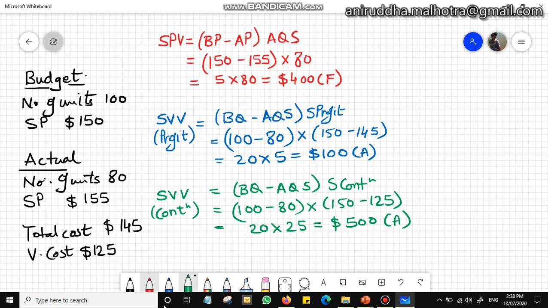So in this way, you can calculate the different variances that we have. We calculated your selling price variance, sales volume profit variance, and sales volume contribution variance. And the variances that we got were $400 favorable, $100 adverse, and $500 adverse. So that's pretty much it to sales variances, simple 3 variances to calculate. Just keep in mind when you're calculating sales volume variance, which method the exam has asked you to follow, whether it's absorption costing or marginal costing. Accordingly, you may have to calculate the standard profit or contribution and then calculate the volume variance.